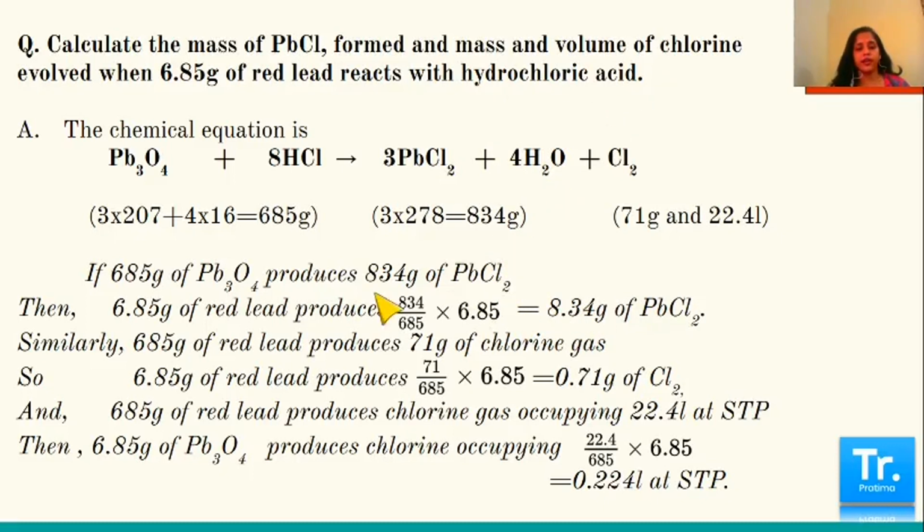Next, mass of chlorine. If 685 gram of red lead is reacting, how much chlorine is produced? 71 gram. So 6.85 gram of red lead will produce 71 by 685 into 6.85. Again unitary method, and it is 0.71 gram of chlorine. This calculation I now don't need to explain, it is similar. If 685 gram of red lead produces 22.4 liter of chlorine at STP, then 6.85 gram will produce 0.224 liter at STP.